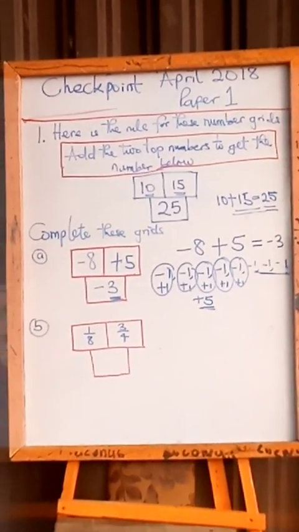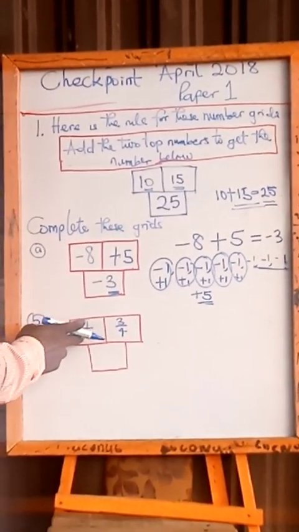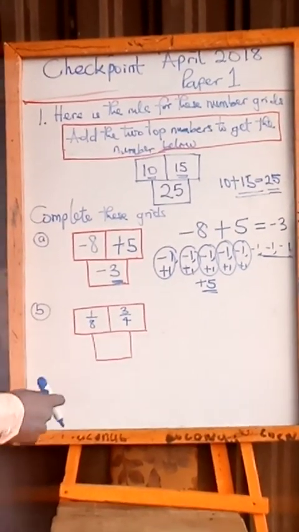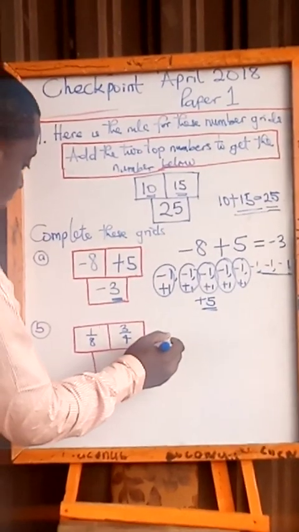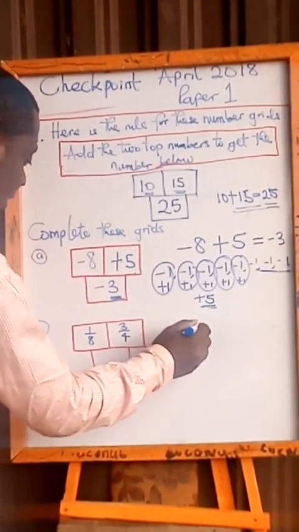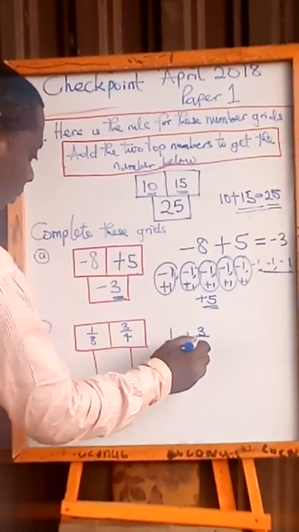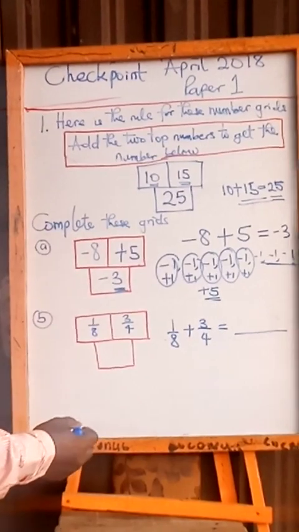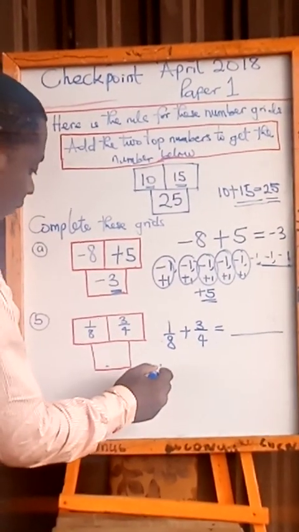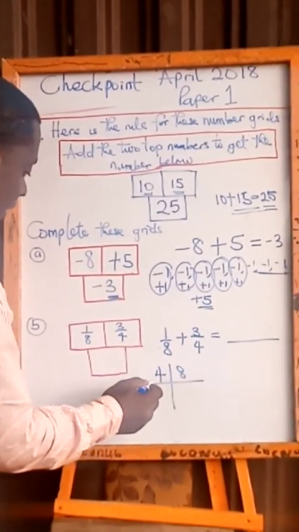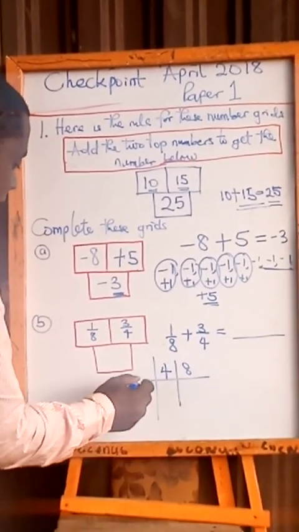The second question. You have to add these two fractions to give you this. You write 1 over 8 plus 3 over 4. Now, what you do first is to find their LCM. You are finding the LCM of 4 and 8.